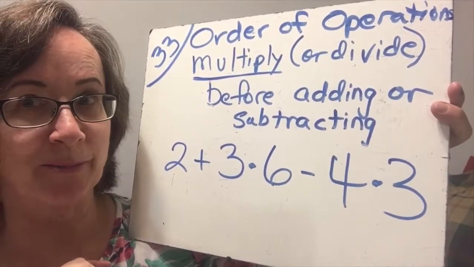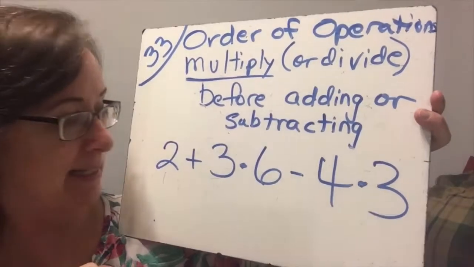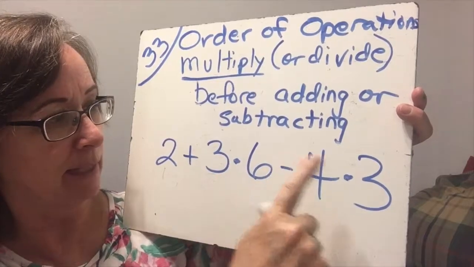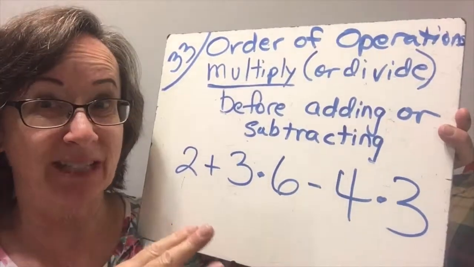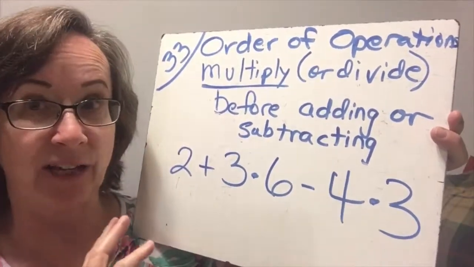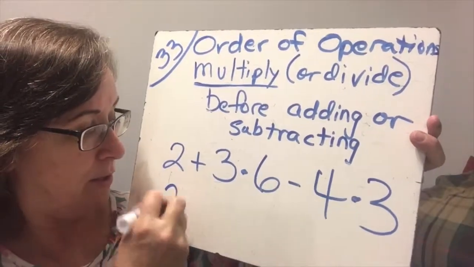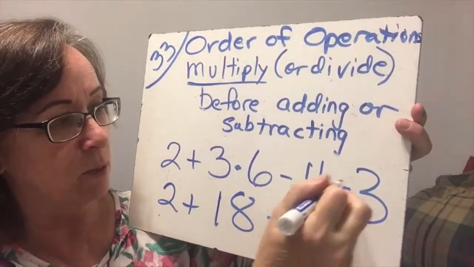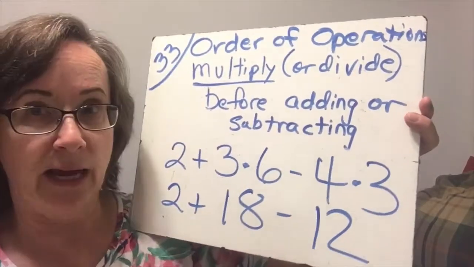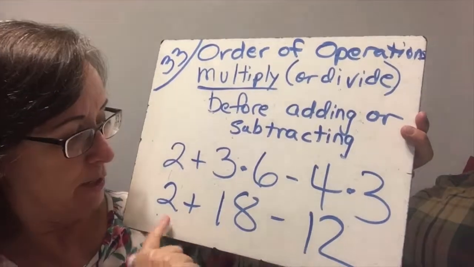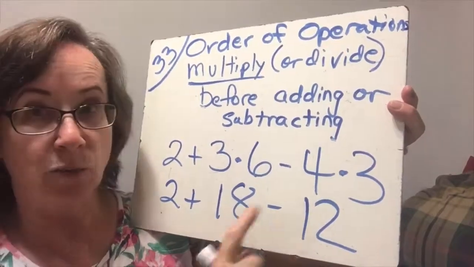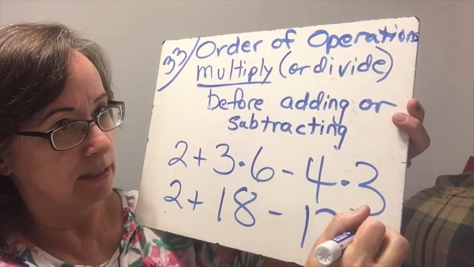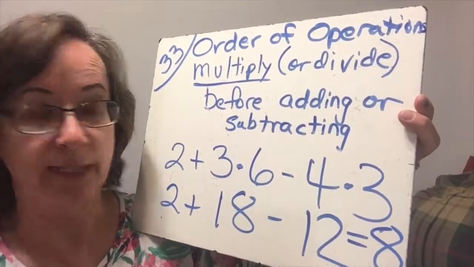Last practice problem for this lesson. What a quick lesson. Okay, so here we're going to look again. Plus, times, minus, times. So we're going to go straight to the times because times is a higher priority. So 2 plus 3 times 6 is 18, minus 4 times 3 is 12. So now we're going to attack it left to right. 2 plus 18 is 20. 20 take away 12 is 8.